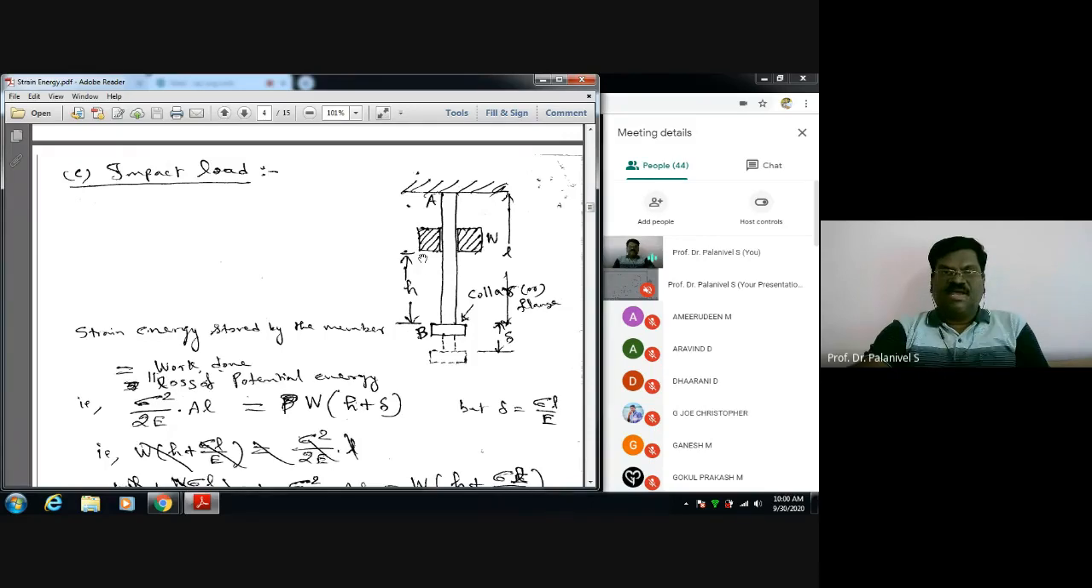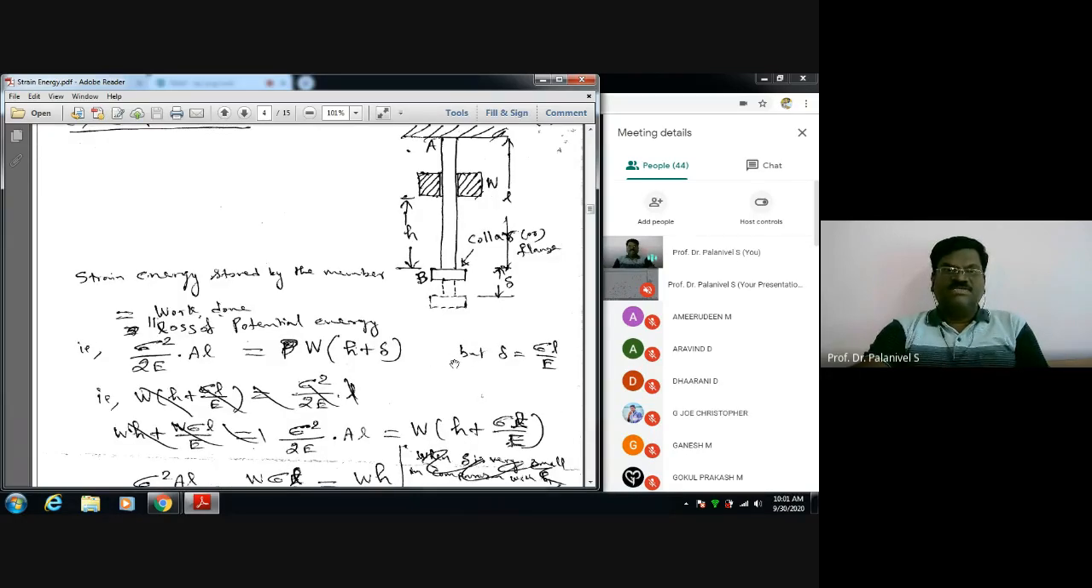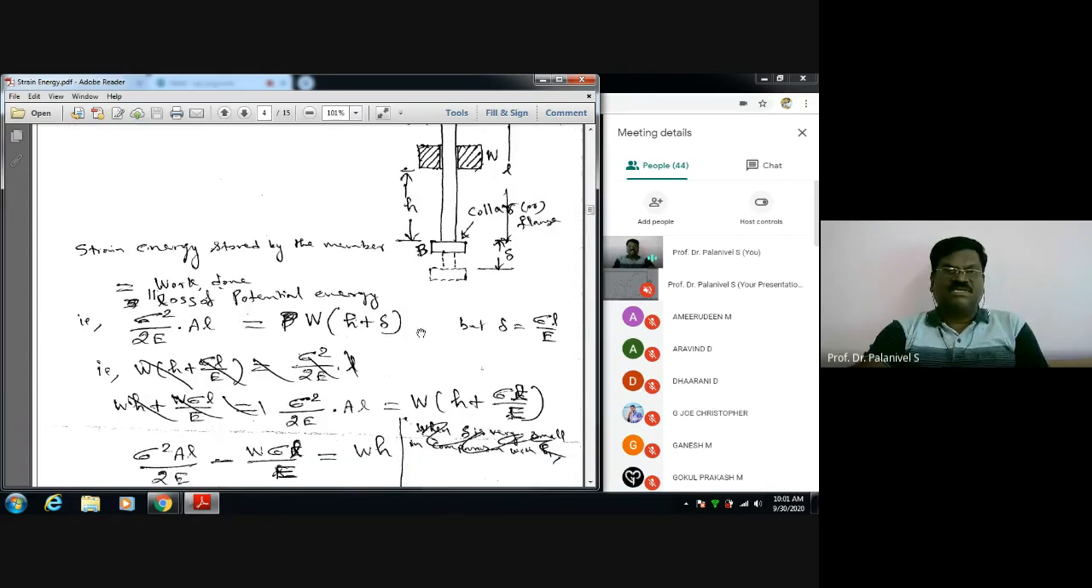It is falling from a height h, small h. The length of the bar is L. The weight is capital W. This is the deformation. Now, strain energy stored by the member is equal to work done. Work done is nothing but loss of potential energy. So, strain energy stored by the member is equal to sigma square by 2E into AL, which is equal to the work done, W into (h plus del).